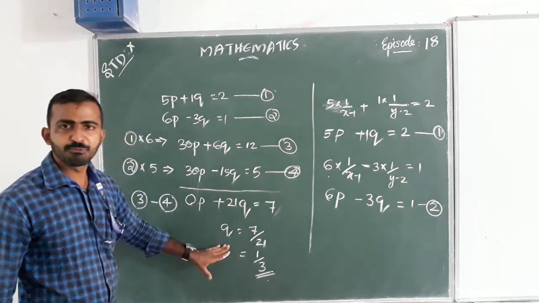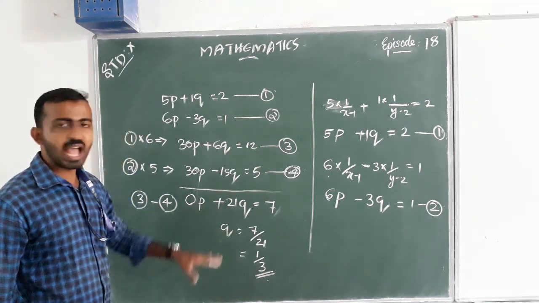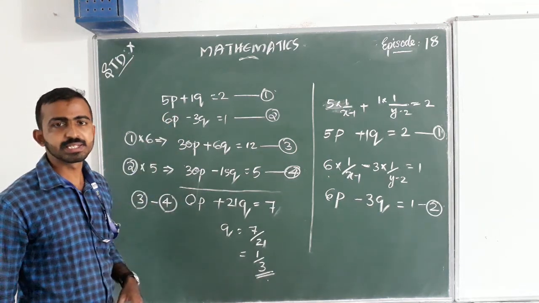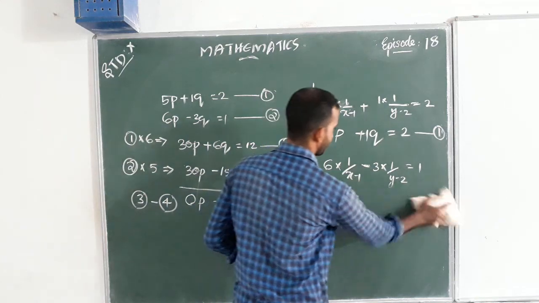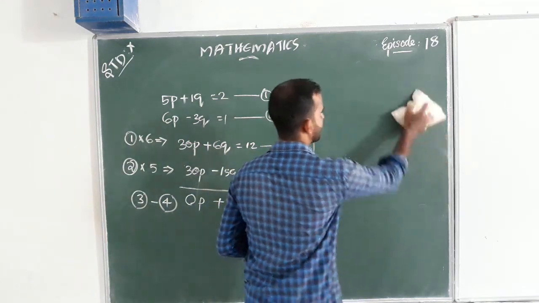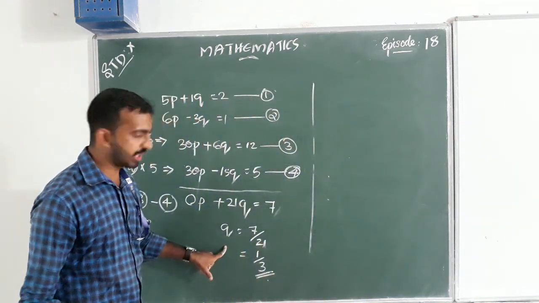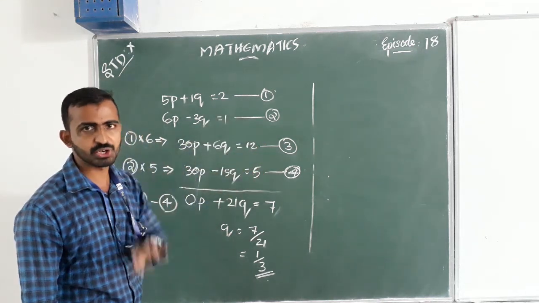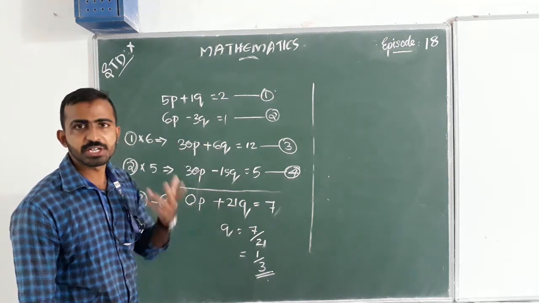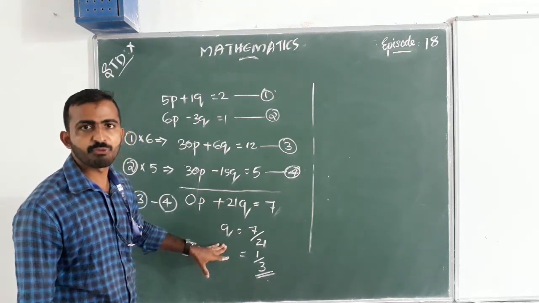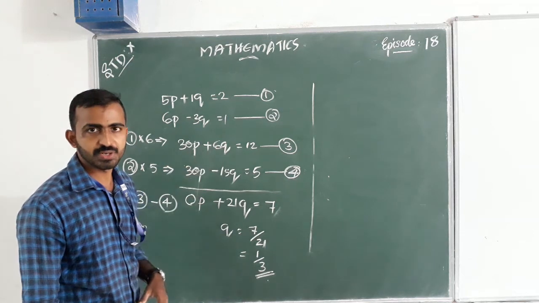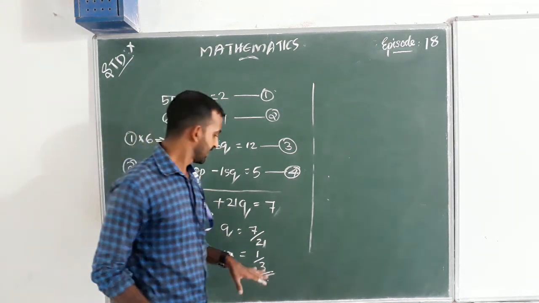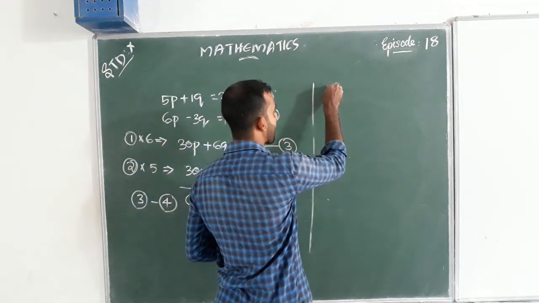Here we get the value of q, and also we want to find the value of p. So we put the value of q in equation number 1, 2, 3, 4. We have 4 equations. Whichever equation you like, you put the value of q in that equation, then we get the value of p. Here I take equation number 1.